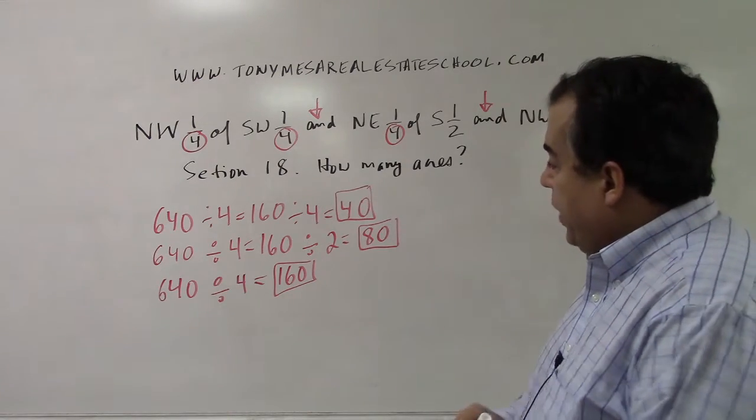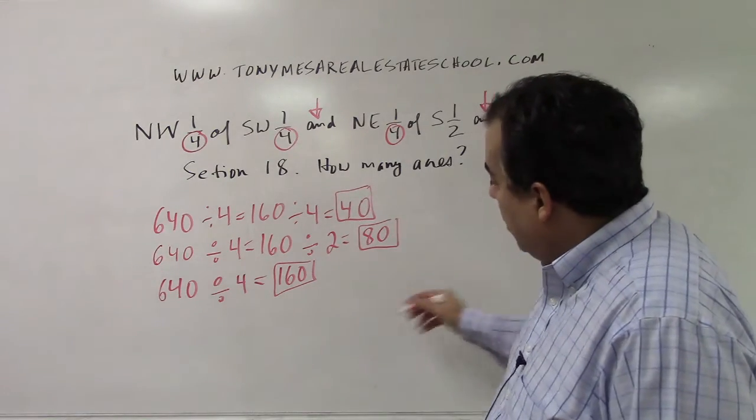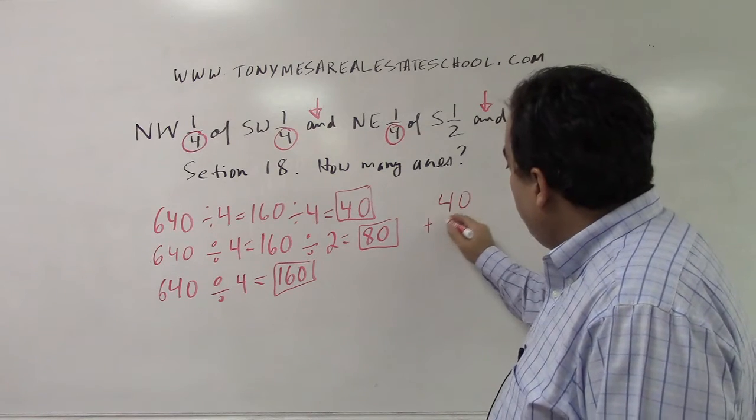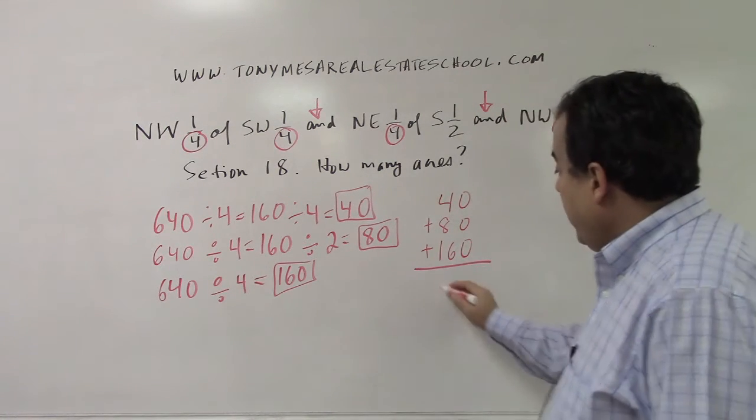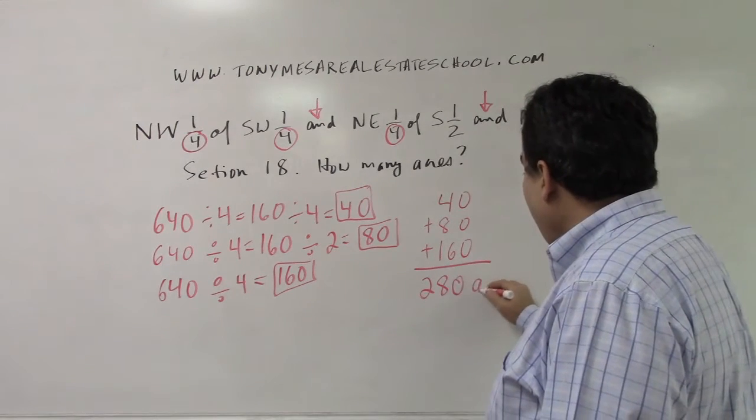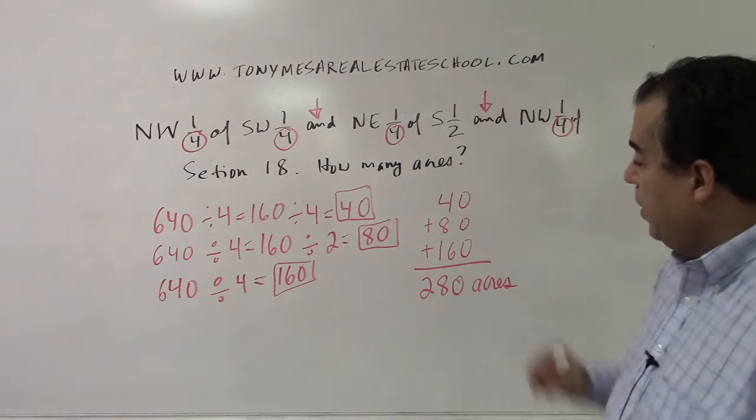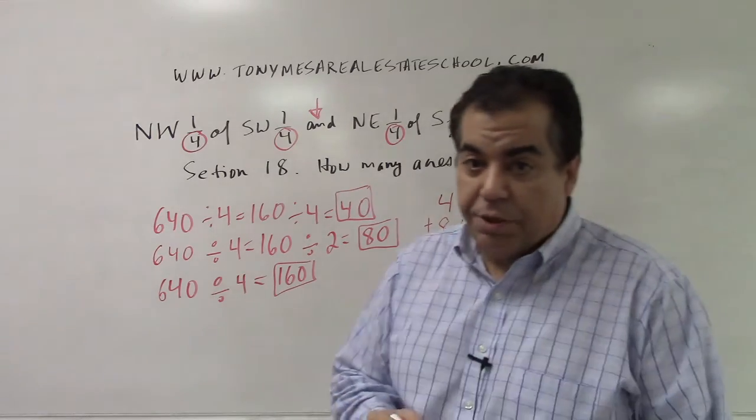So then what is it that you do here? You take and you add these numbers together. So 40 plus 80 plus 160 is going to give us 280 acres. So that piece of land that's being described is 280 acres, right?